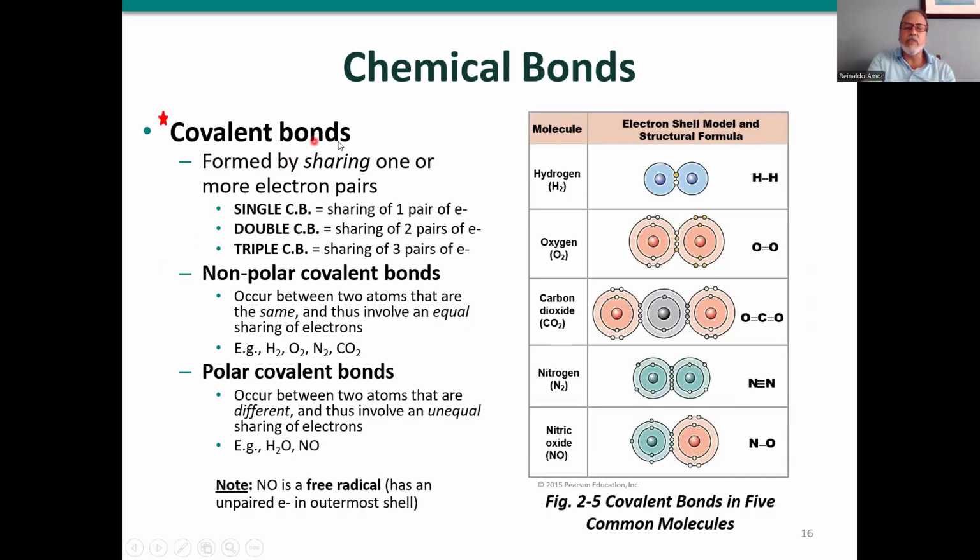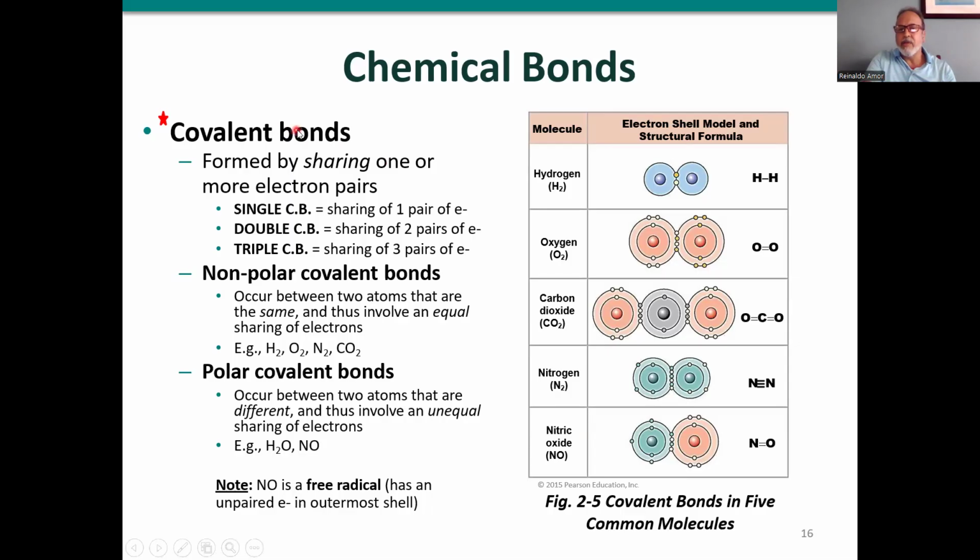Covalent bonding results from sharing of electrons. You can share a pair of electrons, 2 pairs of electrons, or 3 pairs of electrons. If a pair of electrons is shared, you form a single covalent bond. If 2 pairs are shared, you form a double covalent bond. And if 3 pairs are shared, you form a triple covalent bond.